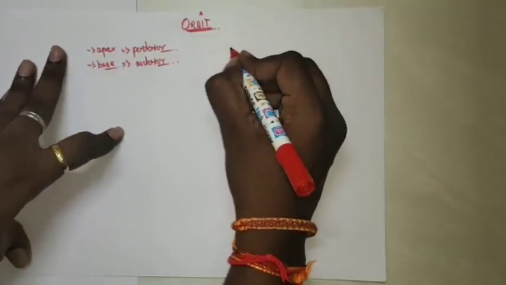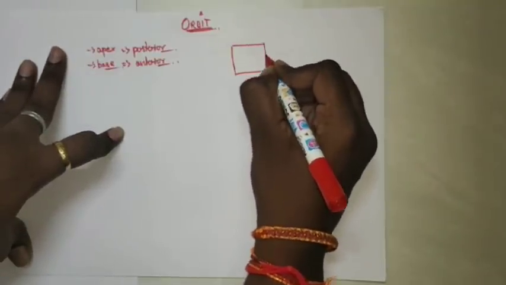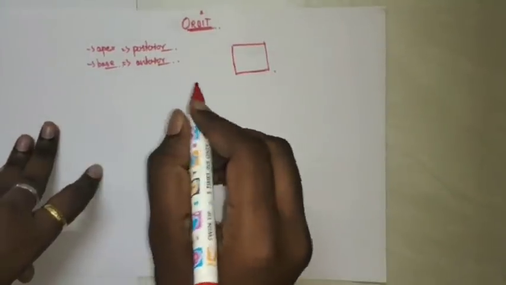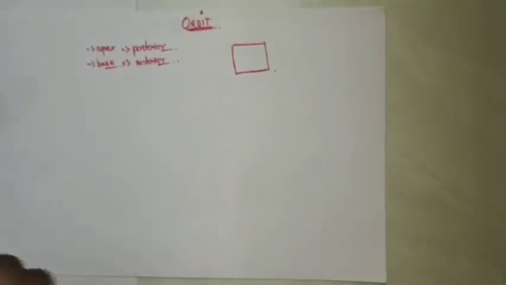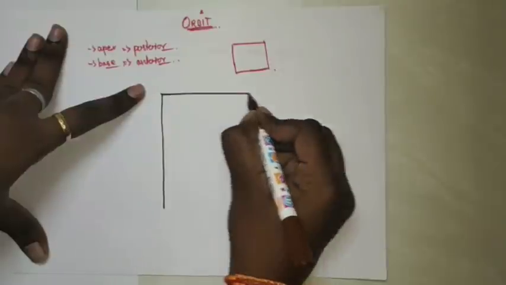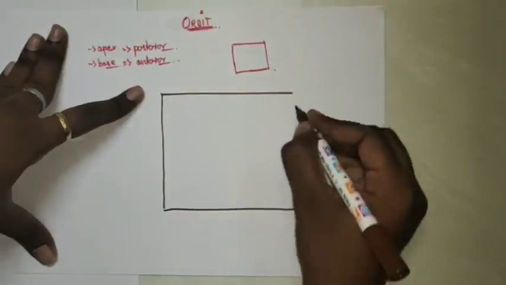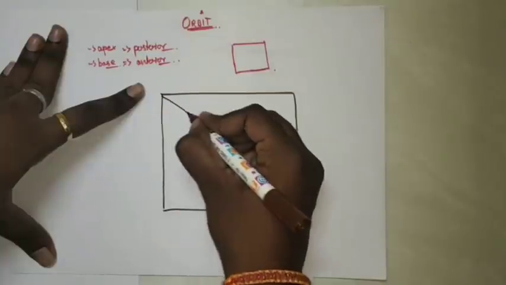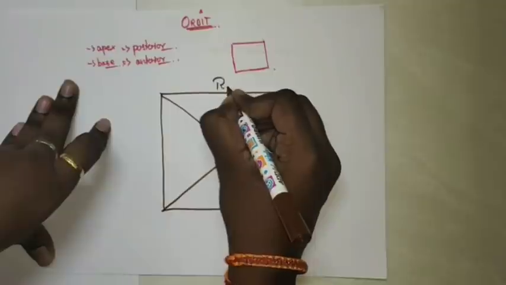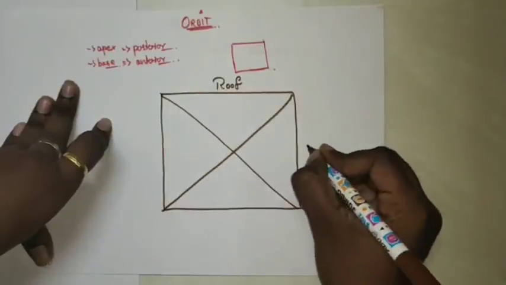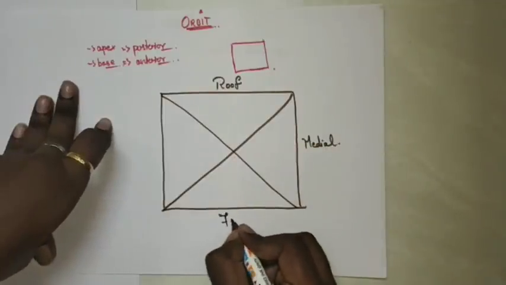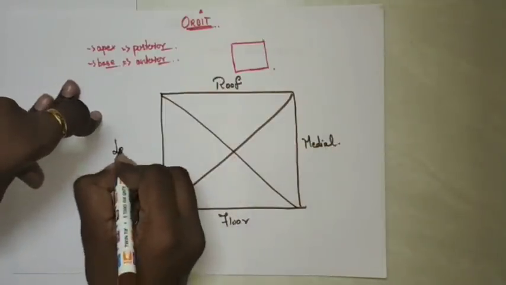This orbit bears four walls, which act as the boundaries of orbit, and now we are going to see about the boundaries of orbit. So the boundaries of orbit is usually depicted by this diagram where it bears four walls, this being the roof, this being the medial side, this being the floor, and this being the lateral side.